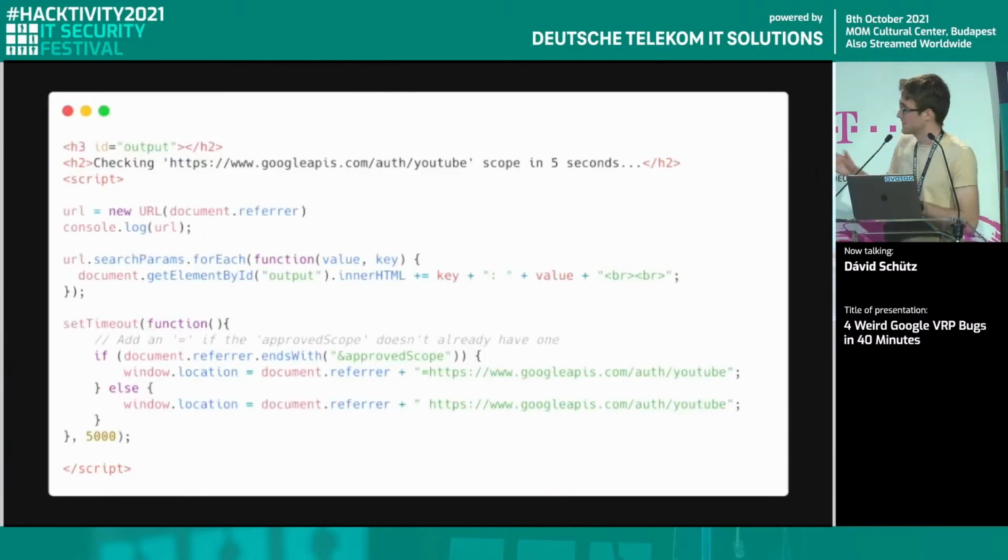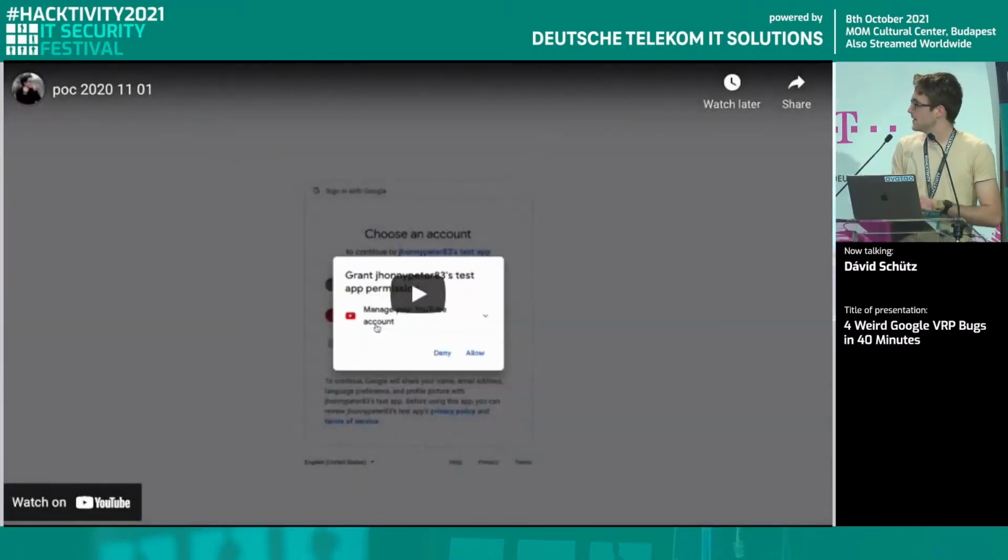This was the proof of concept I made for this in simple JavaScript. It first parsed the URL that we received from the referrer header and printed its contents to the page. After waiting 5 seconds, it added the YouTube scope to the approved scope parameter and redirected the victim back into the login flow. The YouTube scope was now checked. So let's see this proof of concept in action.